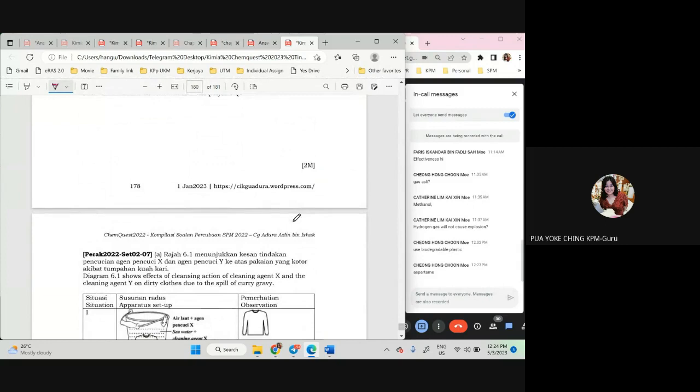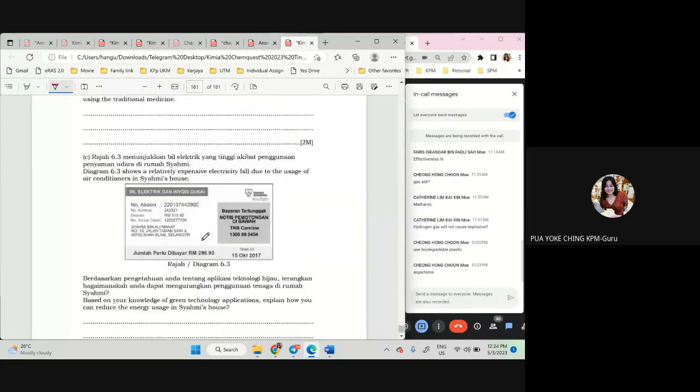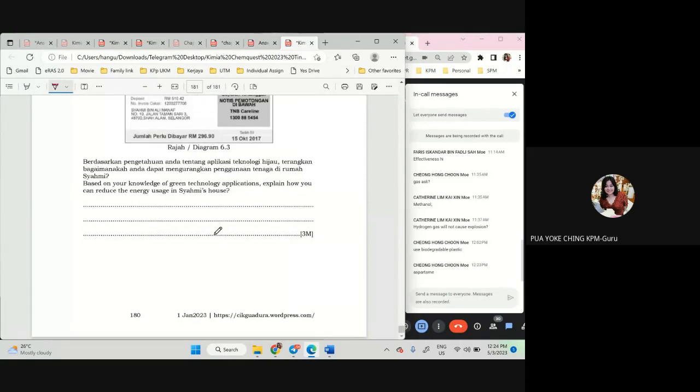So, I think that's all until today. Ada habis all. And one more is green technology. Dua teknologi yang jarang kita bincang is actually your nanotechnology and green technology. So, please read through lah.